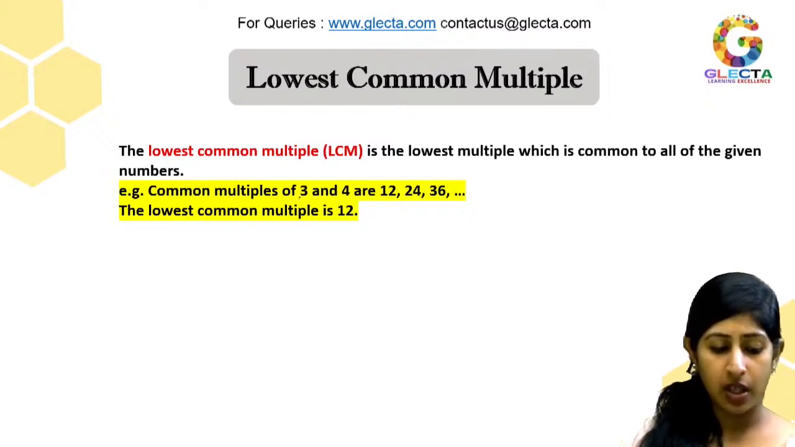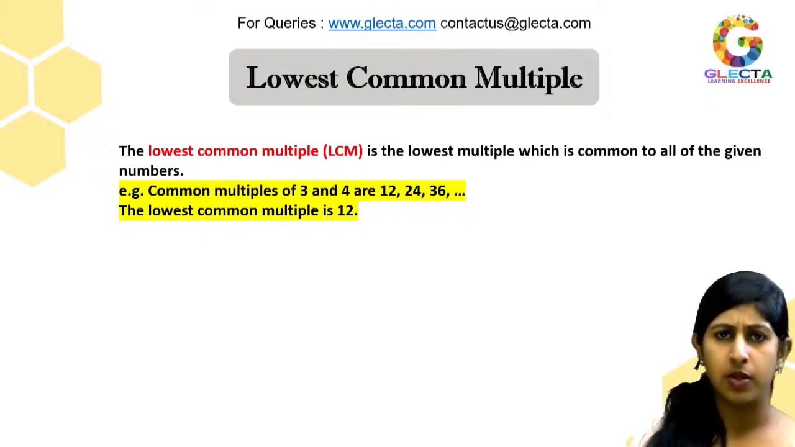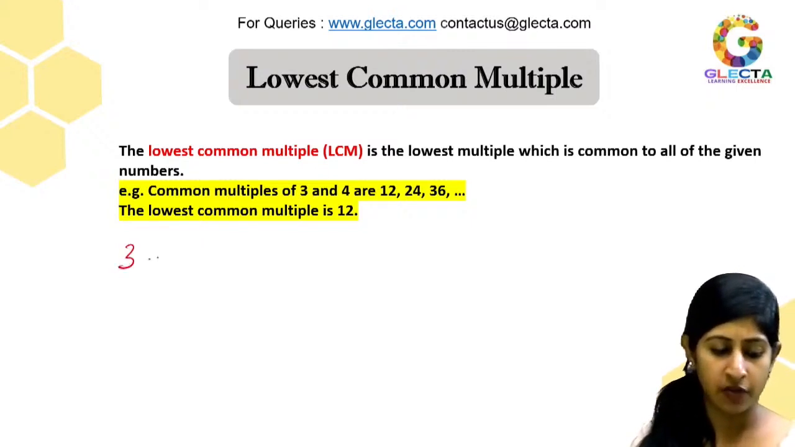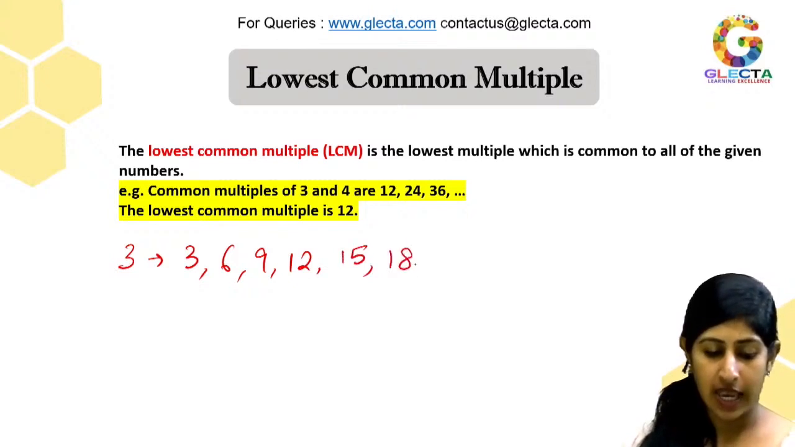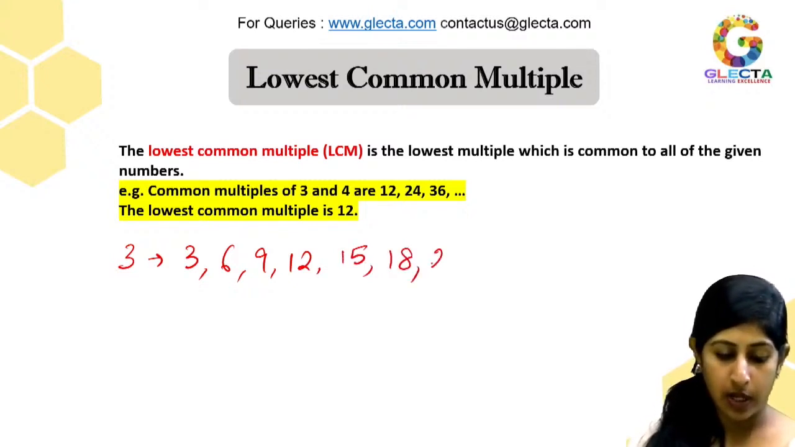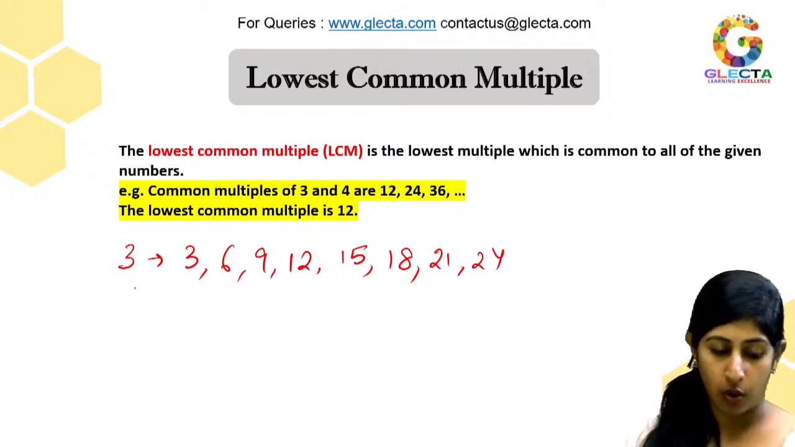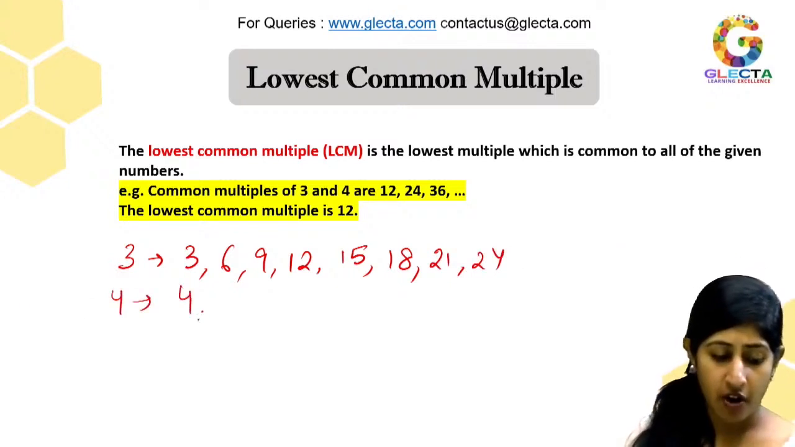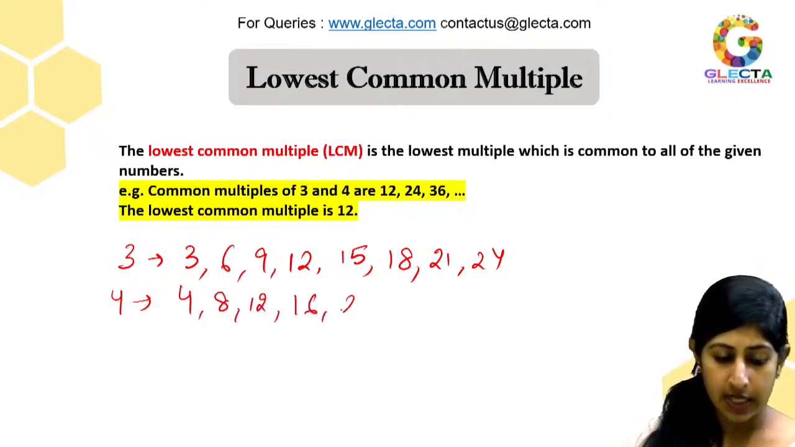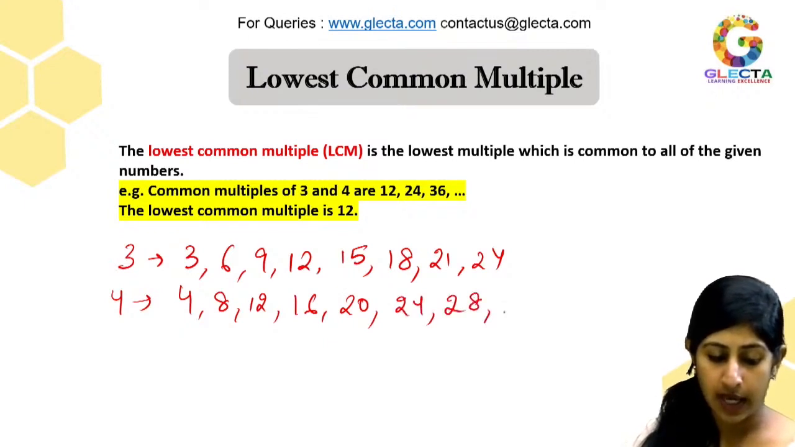For example, I'm asking for the common multiples of 3 and 4. So I can write all the multiples of 3. Multiples of 3 will be the table of 3, that is 3, 6, 9, 12, 15, 18, then 21, 24 and so on. And if I write the multiples of 4, then I have 4, 8, 12 and 16 and 20 and 24 and 28, 32 and so on, right?